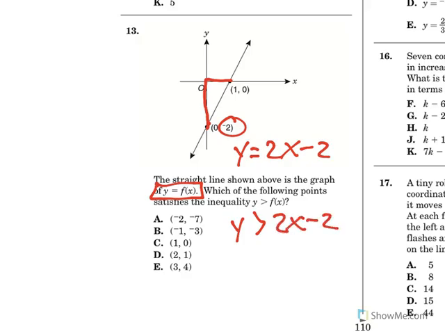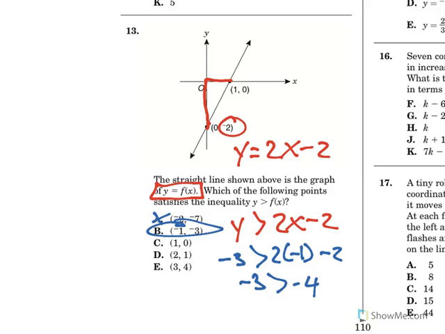So now it's a substitution question. If I substitute negative 2, I'm going to get negative 7 is bigger than negative 6. Well, that's no good. If I substitute negative 1 and negative 3, I get negative 3 is greater than 2 times negative 1 minus 2. Negative 3 is bigger than negative 4. Well, that's true. And that's the only one that turns out to work for all of them. I mean, for the equation.